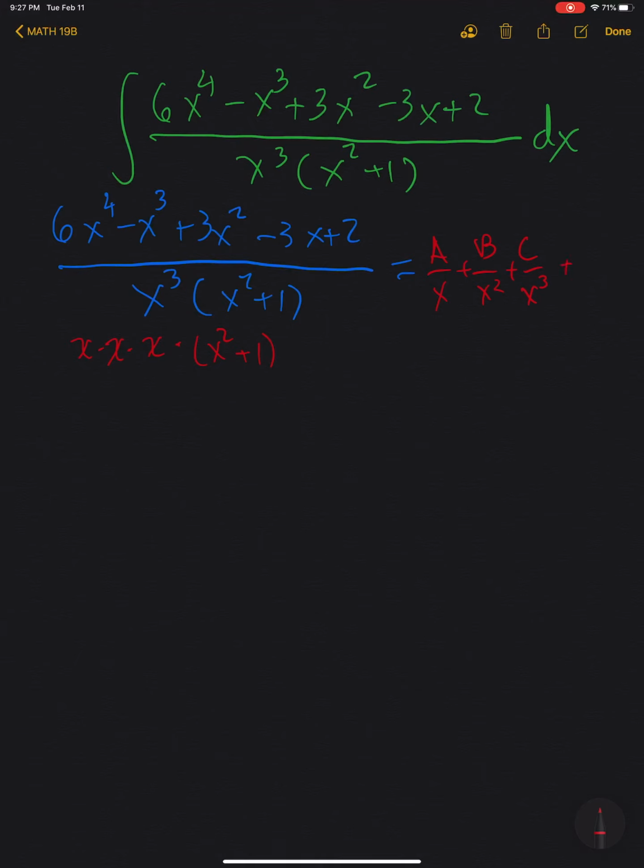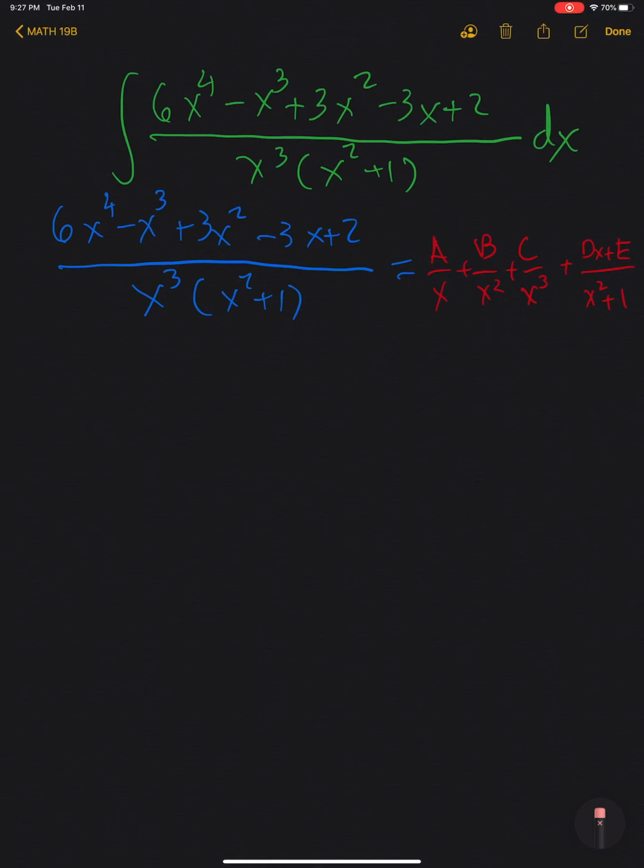Then for the last factor, which corresponds to x squared plus 1, notice that this is a quadratic factor. That means that the most that I can have on top is a linear factor, so I should include Dx plus E. I should not only include one number, I have to include both of them, because this whole thing needs to be a proper fraction. The bottom degree is 2, so the top degree has to be 1. That's why we have Dx plus E. So this will be the blueprint of the decomposition that I need to use.